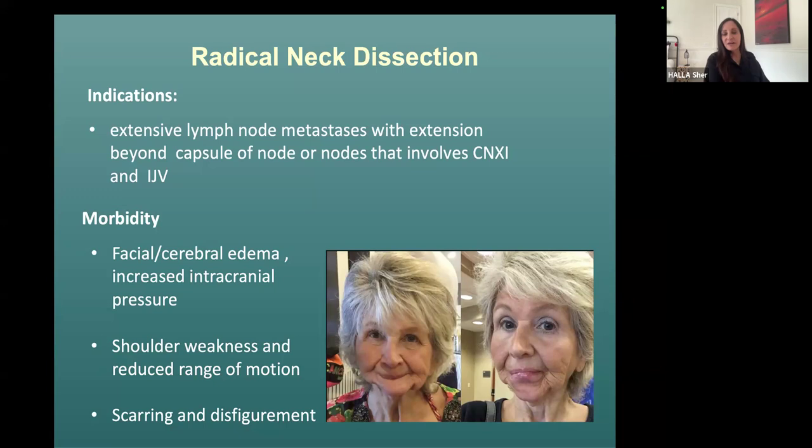There's also more significant scarring and disfigurement from the operation because you're removing the sternocleidomastoid muscle. There's a depression in the neck that is pretty obvious.